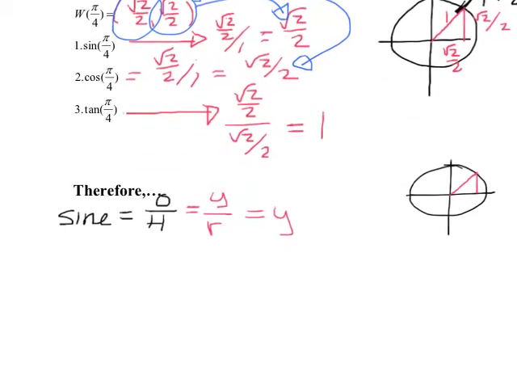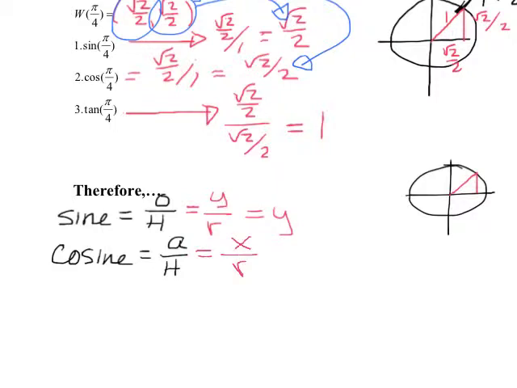What if I talk about cosine? Well, cosine is equal to adjacent over hypotenuse. If we take a look at our unit circle over here, adjacent is this spot right here. Well, that's the x coordinate. So it's x over hypotenuse, which is r again, and since r is 1, that means cosine is equal to x.